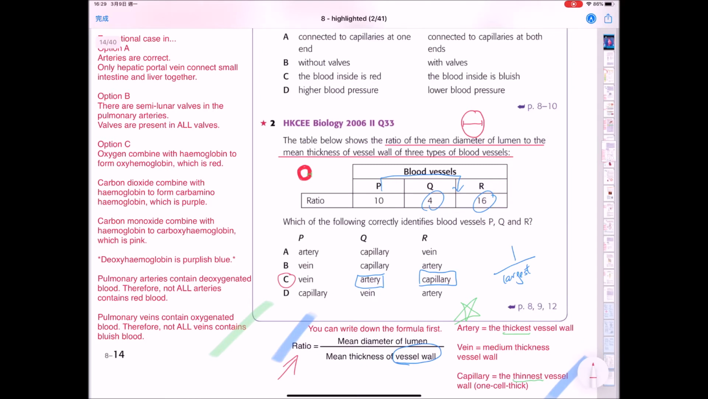So in this question, you may think, wow, it's about calculation, Mr. Leung, and I do not remember the number. Actually, there is no number for you to remember. You just need to know how to compare the relative thickness of these three types of vessel, and then you will find the number.